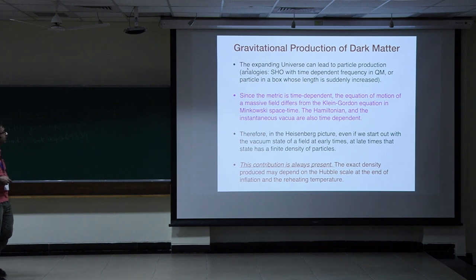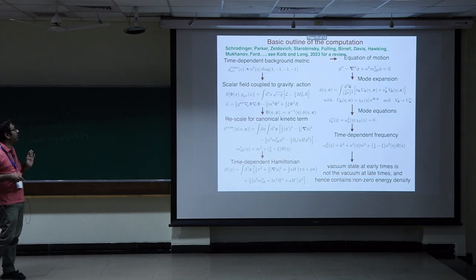To be a little more technical, since the metric in an expanding universe is now time dependent, the equation of motion of the massive fields will differ from the Klein-Gordon equation in Minkowski spacetime, and therefore the Hamiltonian and the instantaneous vacua are also time dependent. And now if you think in terms of the Heisenberg picture, even if we start out with the vacuum state of the field at early times, at late times that state will have a finite density of particles, just by this simple analogy. And this contribution, again I would like to emphasize, is always present. The exact density produced may depend on the Hubble scale at the end of inflation or the reheat temperature, but this is an irreducible contribution.